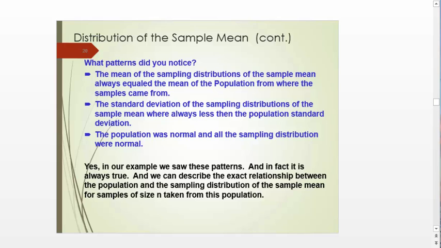So to continue with the patterns that we noticed with our example, the mean of the sampling distribution of the sample means always equaled the mean of the population where the samples came from. The standard deviation seemed to be getting smaller as my sample size increased, and the population was normal and the sampling distributions all looked normal. And yes, we did see these patterns, and in fact they're always true as stated.